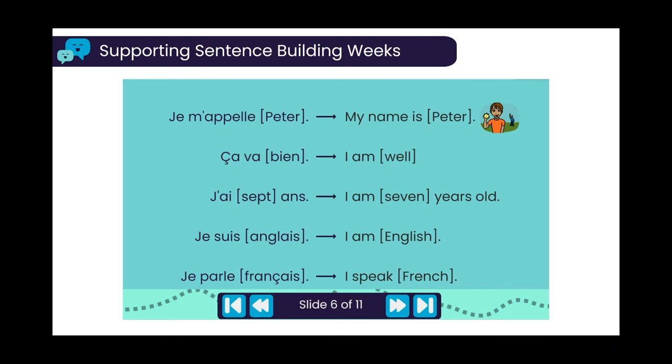So for example, instead of j'ai 7 ans, you might want to say j'ai 6 ans, so they can say I'm 6 years old. And so it's moving towards using the language more creatively and getting them to realise that they haven't just learned a bunch of phrases and words, they can put them together however they want to.